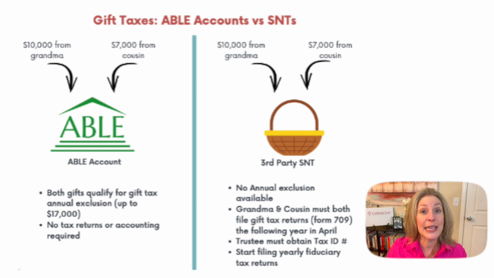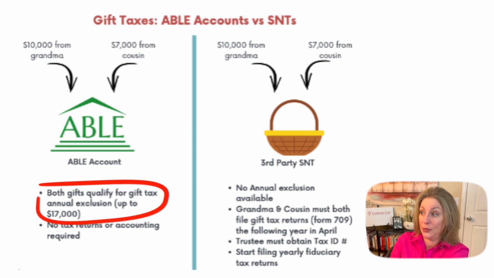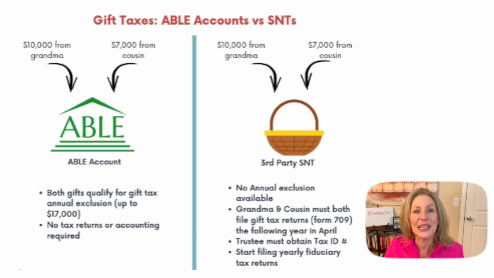You can actually make a gift to an ABLE account up to $17,000, as I have in my little chart, and it's considered a completed gift because it's a gift directly to the child. Now, even if the child isn't managing the ABLE account, even if somebody else is managing it, it's still a completed gift. You don't have to report it to the IRS. You don't have to file a 709 form. It doesn't eat away dollar for dollar.